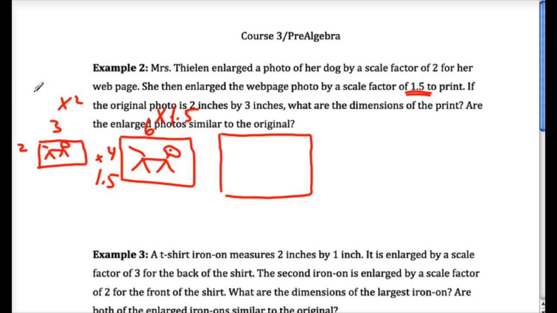Yeah. 6 and 9. What's 1 whole of 6? 6. What's half of 6? 3. Add them together. 6 plus 3 is 9. Try to do 4 times 1.5 in your head. 6. Very good. So, bigger dog.